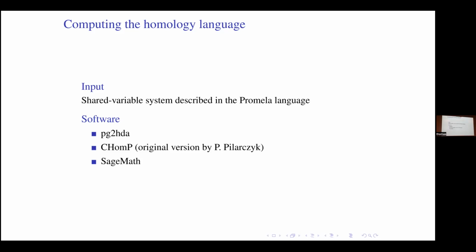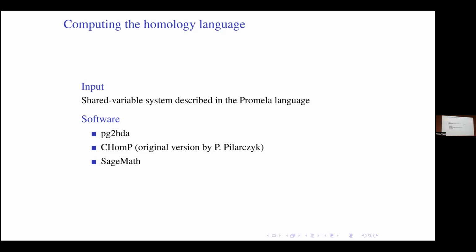using an acyclic relation whose symmetric closure is an independence relation where no two actions of the same process can be independent. It computes also the chain complex of the HDA and the labeling chain. And then we need CHomP in order to compute homology. And we need CHomP in the original version by Pawel Pilarczyk.